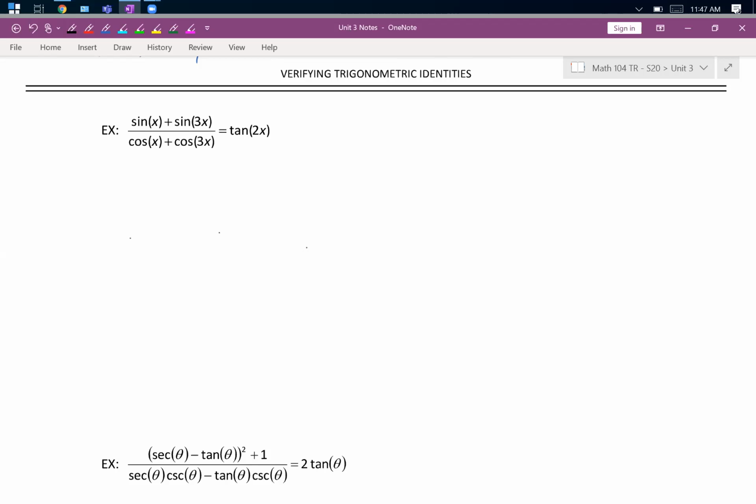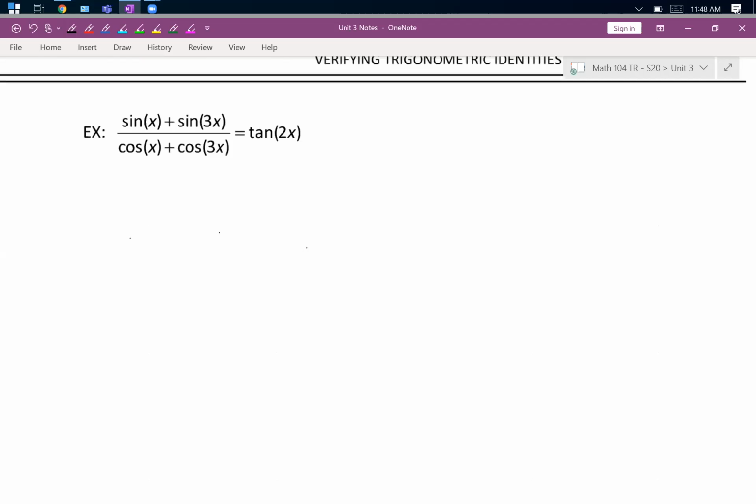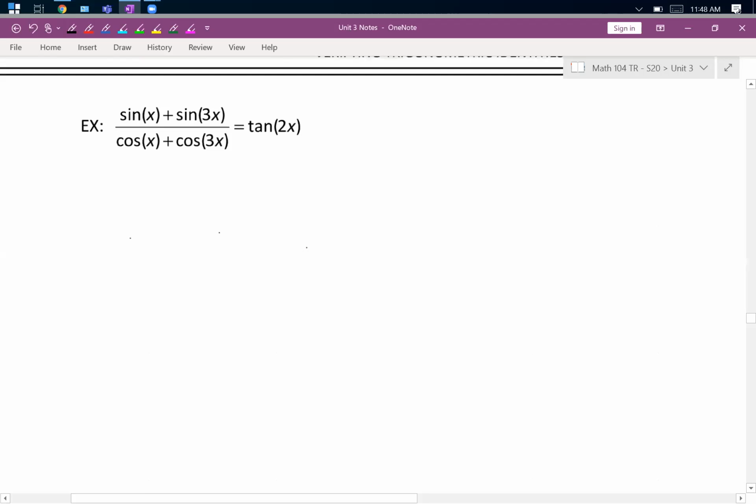Next, we want to verify that sine of x plus sine of 3x over cosine of x plus cosine of 3x is equal to tangent of 2x. Anybody have any thoughts? I think these identities are easy to follow when somebody's directing you, but when you look at it on your own, that's where it can be hard to get started. So now that I've done a half dozen, what kind of ideas do you guys have for this?